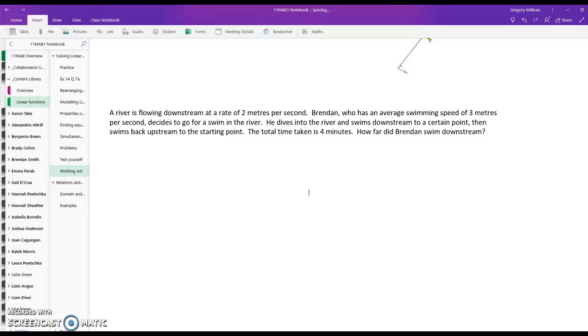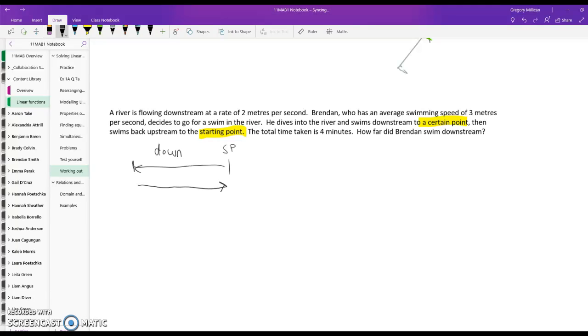Well, the thing you need to understand or realise for this question is he swims downstream to a certain point and then swims back to the starting point. So what that means is, let's say that's your starting point, Brendan swam a certain distance downstream, and then he swam back to the starting point. So the distance that he swam down and then back are the same in each direction.